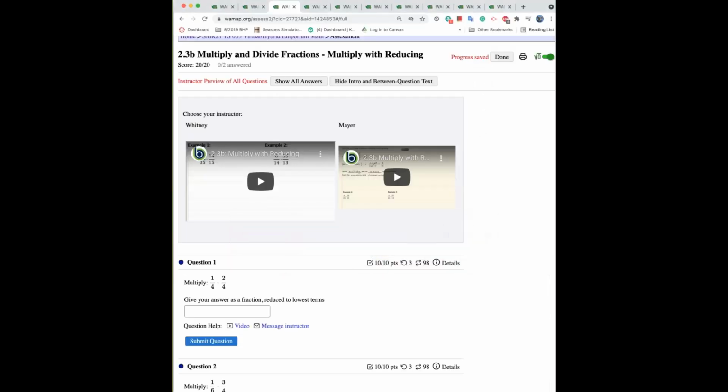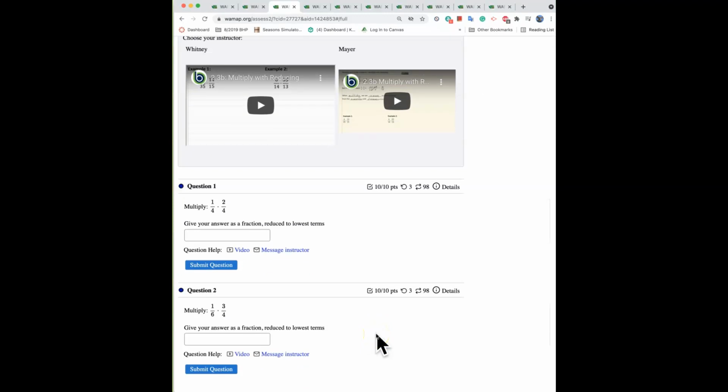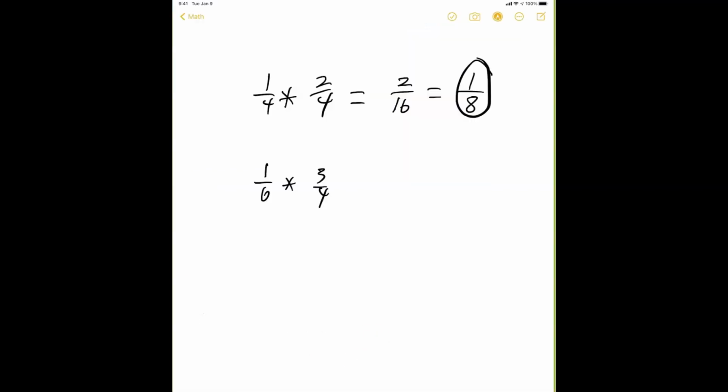I've got too many things going on here. We've got 1/6 times 3/4. And that's 1 times 3. We get 3. And then 6 times 4, 24. If you've been working on your multiplication table, you'll see 3 goes into 24 and into itself, giving us 1/8. So interestingly, both of these problems, they look very different on the surface, but they yield the same answer. One gave 3/24, which reduces down to 1/8, and the other gave 2/16, which also reduces down to 1/8.